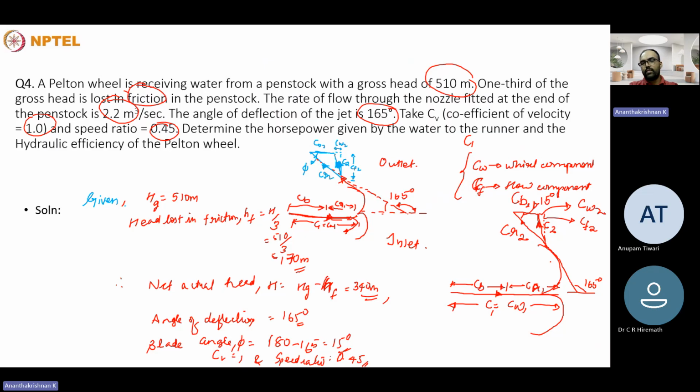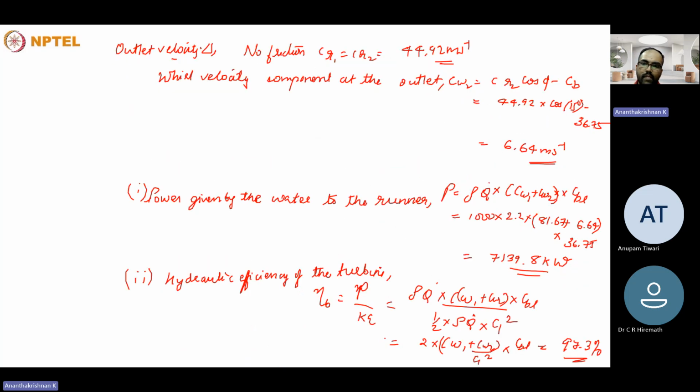It's a straightforward problem where you have to draw the velocity triangles at the inlet and the outlet and calculate the whirl component of the velocity. Once you calculate the whirl component of the velocity, we just add the magnitudes and multiply with the velocity of the blade as well as the mass flow rate of the water to get the power. For hydraulic efficiency, you have to divide this power by the inlet kinetic energy. That will give the efficiency of 97.3%.